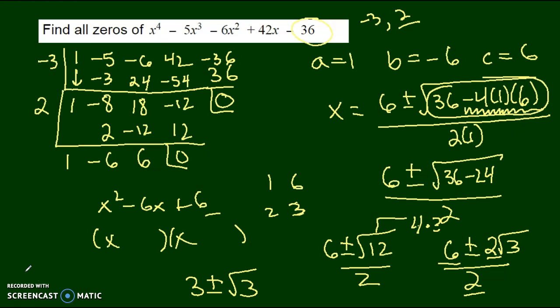So my final answers are zeros at -3 and +2 that we found from the graph, and then the addition of 3 plus or minus radical 3.